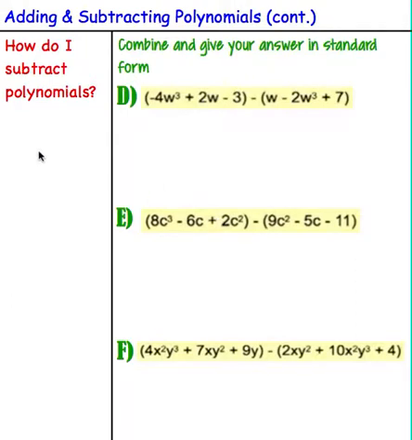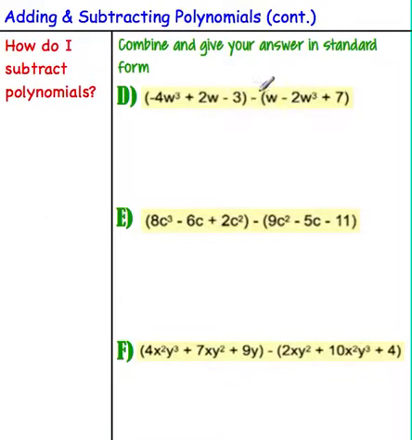Now that we've had the opportunity to practice adding, now we are going to move on to subtracting. Subtracting is a tad more difficult and more challenging, but only because of one small thing. So we have this quantity, negative 4w cubed plus 2w minus 3, minus the quantity w minus 2w cubed plus 7. Here is the catch.